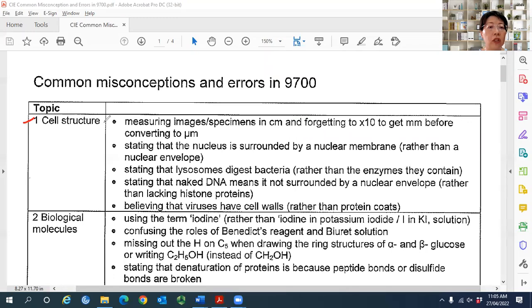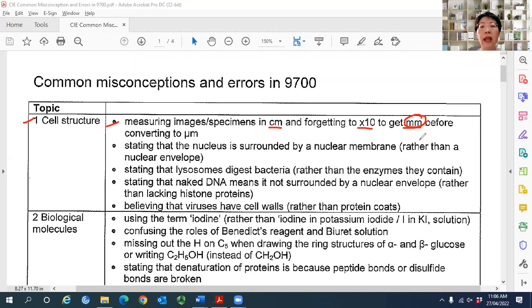For cell structure, the common mistake is measuring images or specimens in cm and forgetting to times 10 to get mm. By now you already know that every time you measure something using your ruler, the unit must be in mm. So when you're asked to do a calculation, when you make your measurement and write it down from your ruler, please write it in mm, because if you look at the mark scheme, it's also in mm.